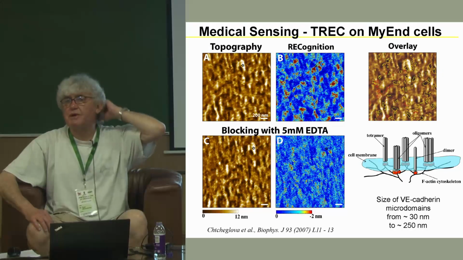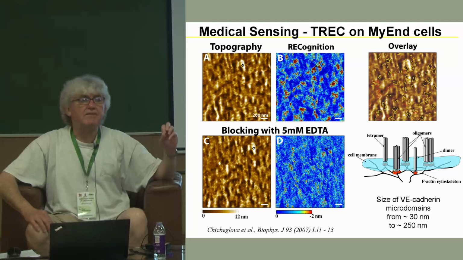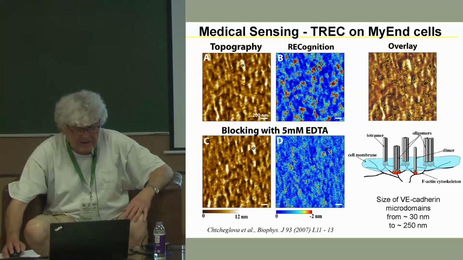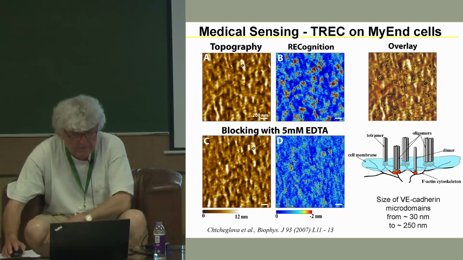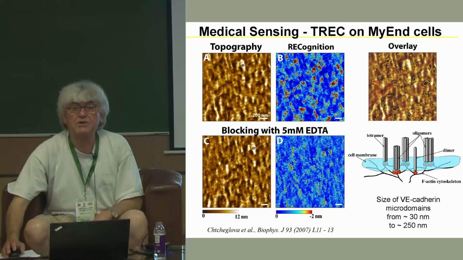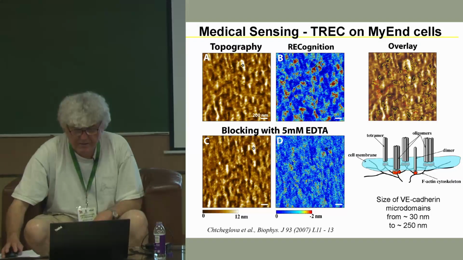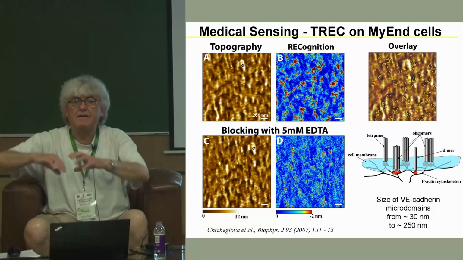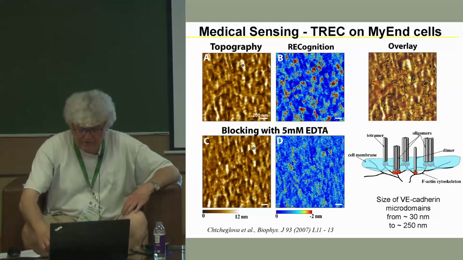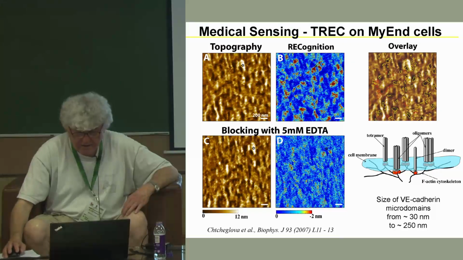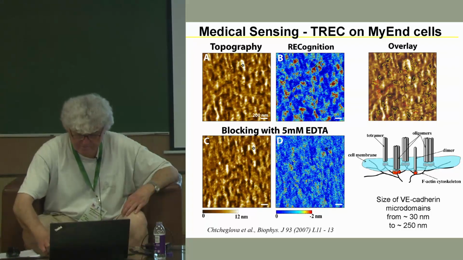Cadherin interaction requires calcium, and if we chelate the calcium with EDTA, you can see that the topography image remains the same, but the recognition image disappears. Then we can overlay topography and recognition images and map receptor domains on cells in this way. The domains are 30 nanometers, but we can also image single cadherin molecules with this method.